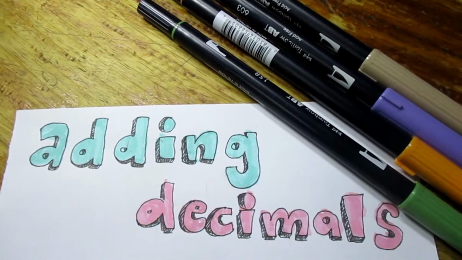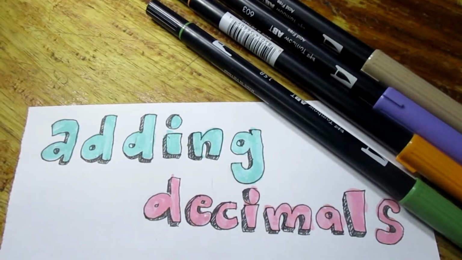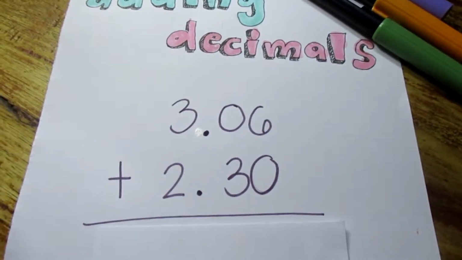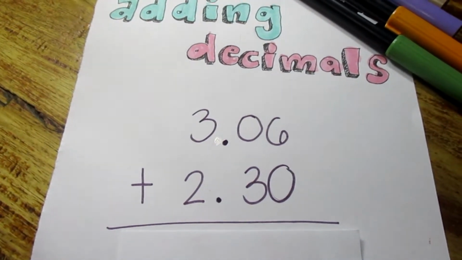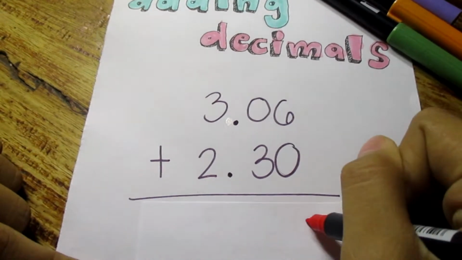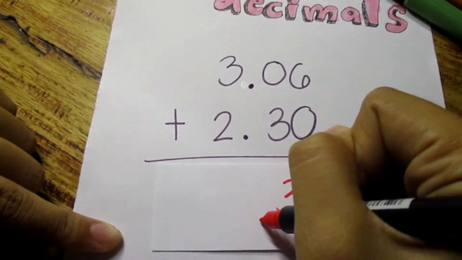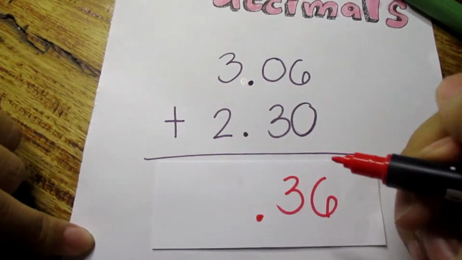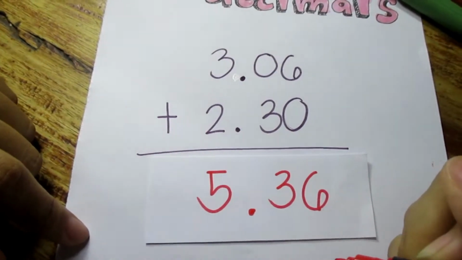Adding decimals. In adding decimals, you only need to align the decimal point. For example, 3.06 plus 2.30. Just simply add using column addition. So here it goes. 6 plus 0 is equal to 6. 0 plus 3 is equal to 3. Just put a decimal point, and 3 plus 2 is equal to 5. So 5.36 is your final answer.